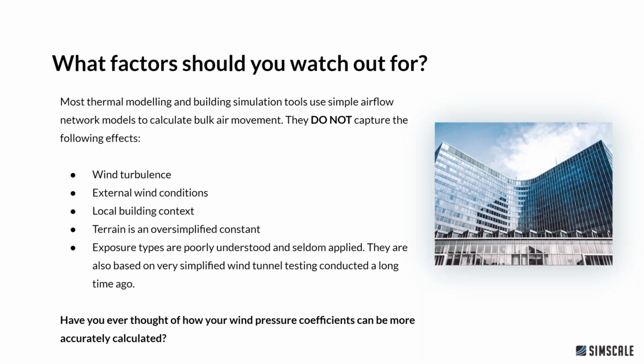For example, if you have a building facade, you might have the option to categorize that as either open, sheltered, exposed, semi-exposed, various different things. And that will then add some kind of correction or constant. But these are very poorly understood and very poorly applied, we find, in building simulation applications. And they're also based on very simplified wind tunnel testing that was conducted a long time ago.